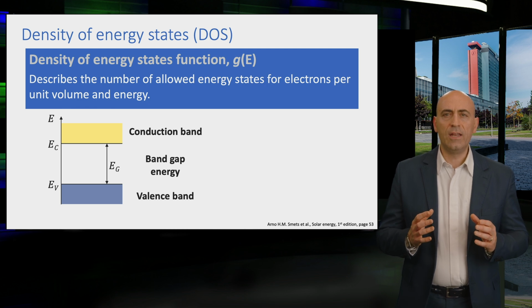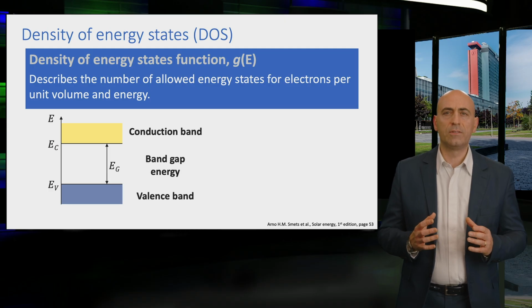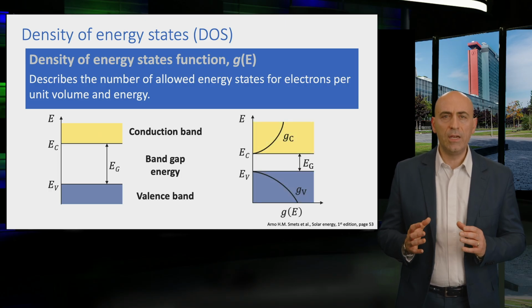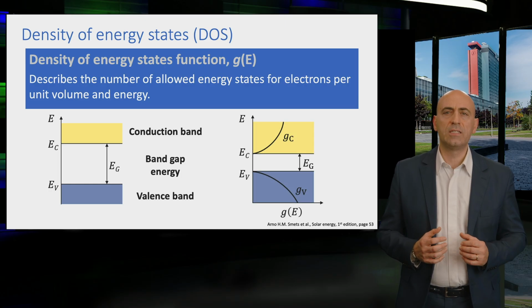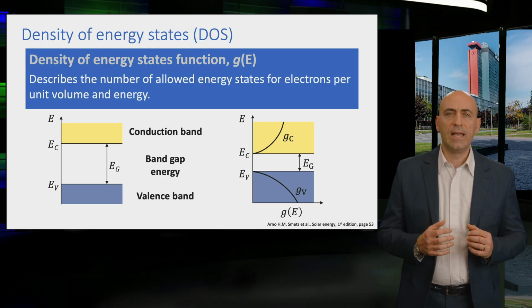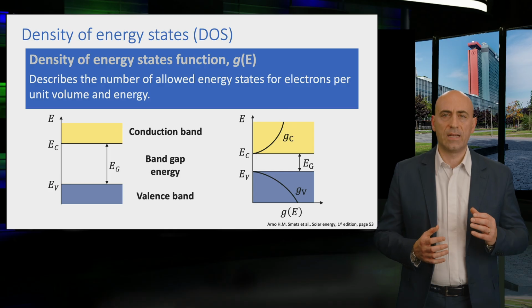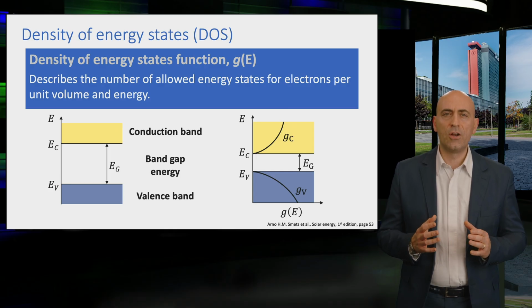The density of energy states, which we denote by G, is an important parameter telling us the number of allowed energy states per unit volume as a function of energy. Here, you can see how the density of states varies with the energy. We have the density of states on the x-axis and the energy level on the y-axis. You can see that there are no allowed states in the band gap. Then, the further we move from the edges of the bands, the more energy states are available.